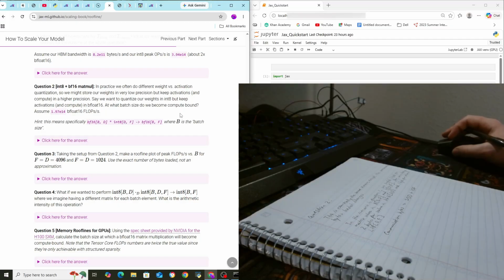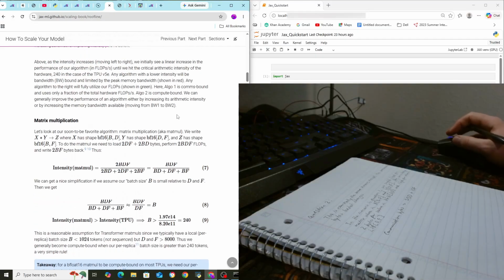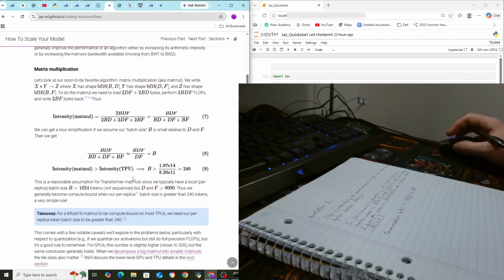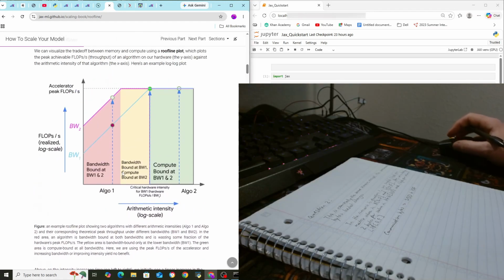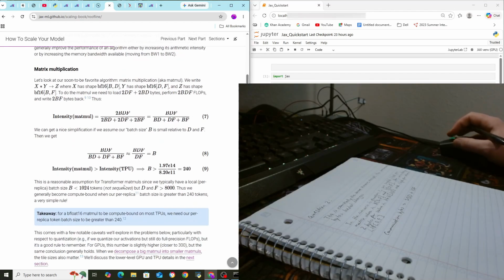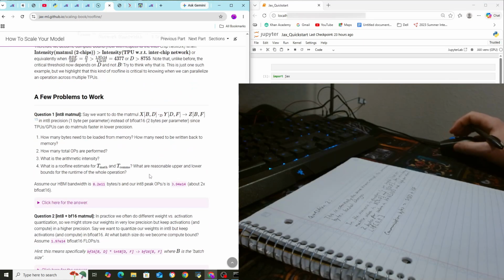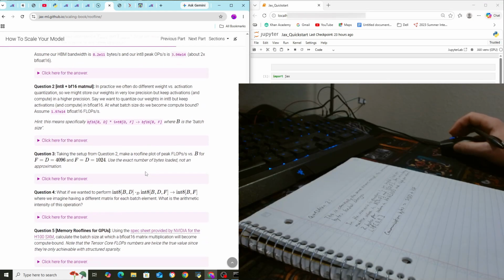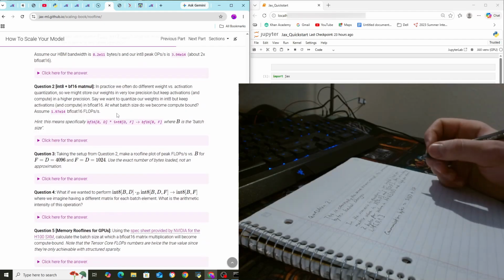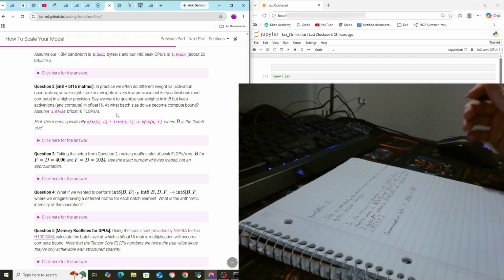So it's almost the exact same thing as last time. So we're compute bound when the intensity of matrix multiplication is greater than the intensity of the TPU, right? Let's assume that for now. Saturation.